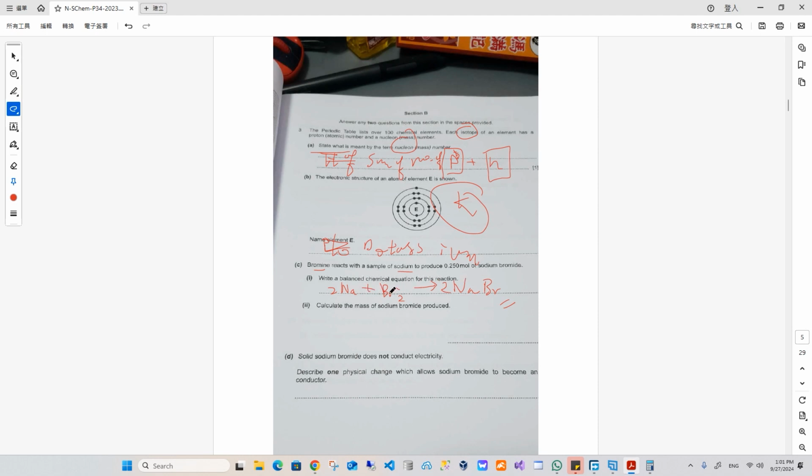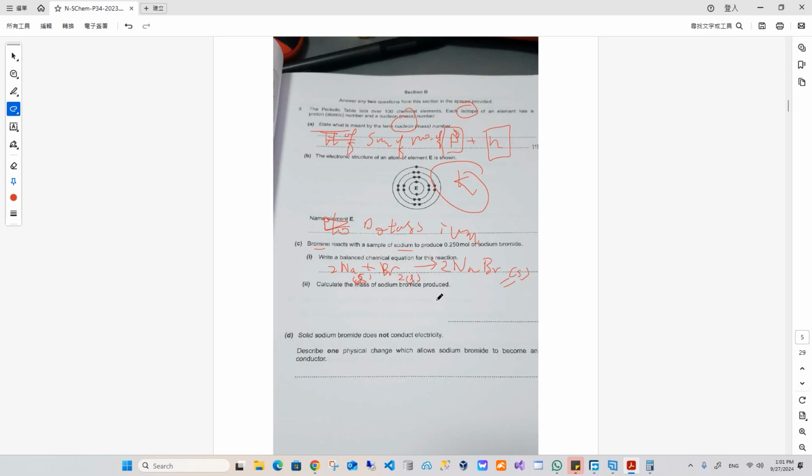Do you need to give the state? If you give the state, this is gas, this is liquid, and this is solid. Not gas. Come on, sodium is solid.